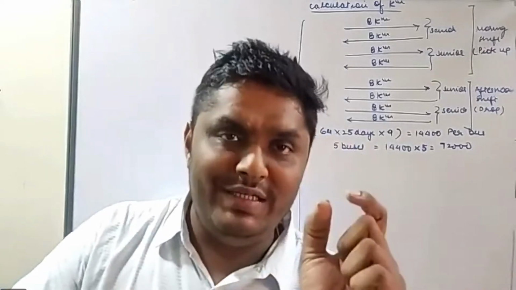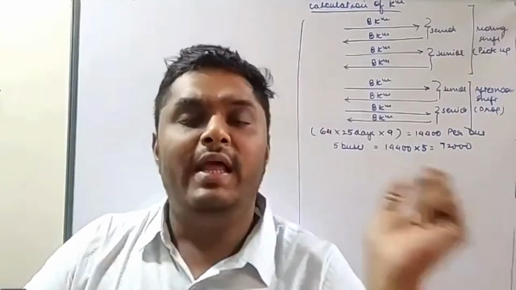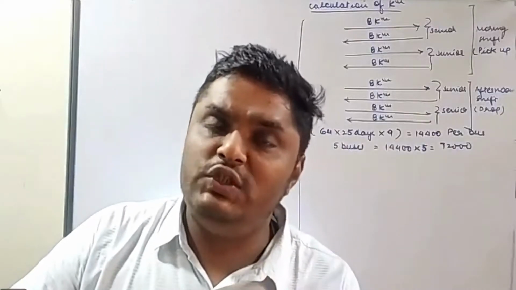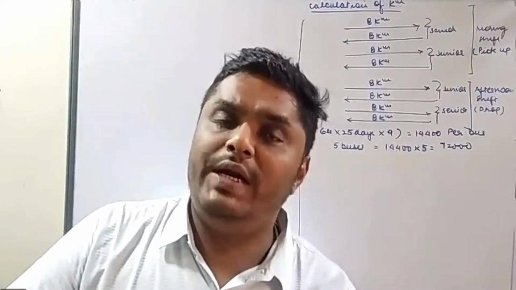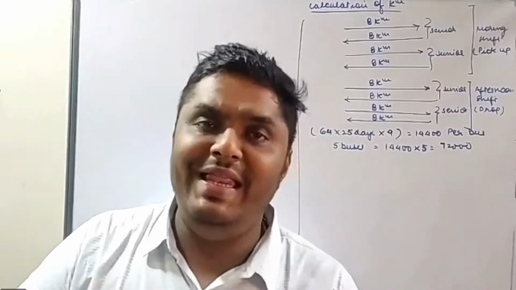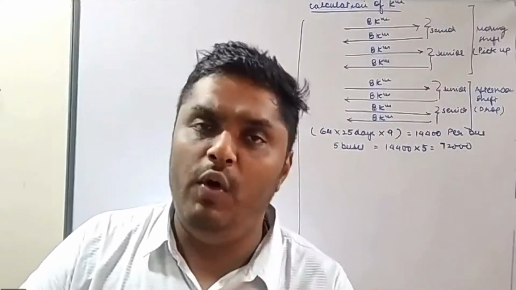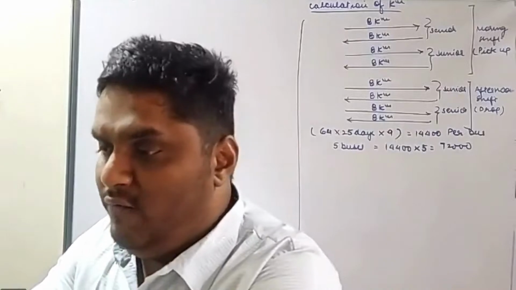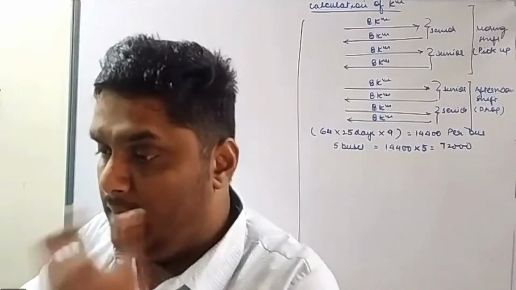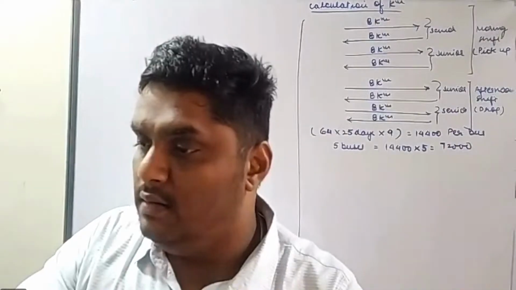25 junior students are traveling up to 4 kilometers and 25 are traveling more than 4 kilometers. Again, for senior students also, 25 are traveling up to 4 kilometers and 25 are traveling more than 4. So in aggregate, 50 are traveling up to 4 and 50 are traveling more than 4. Anyone else?